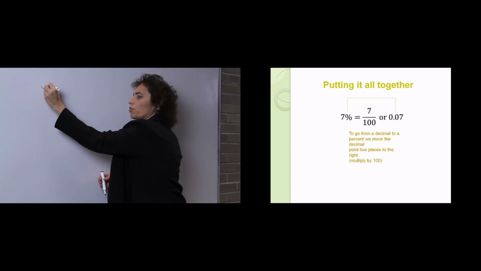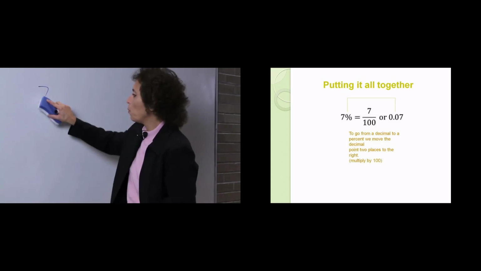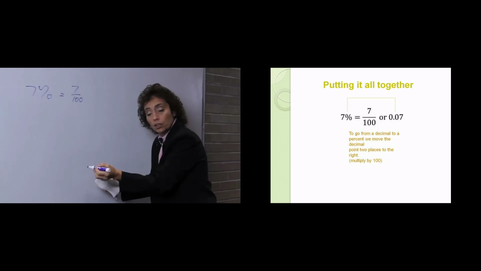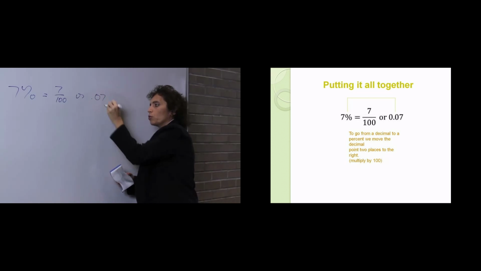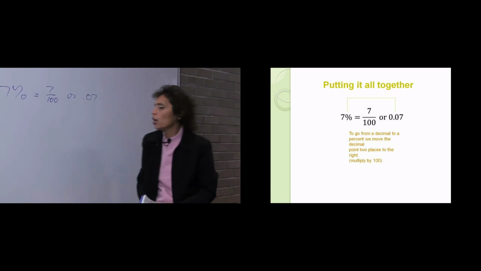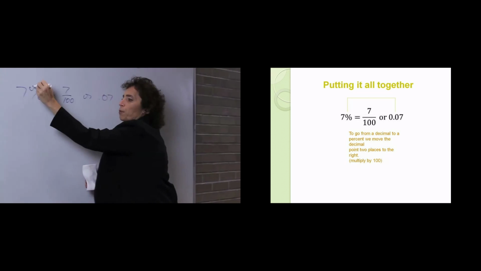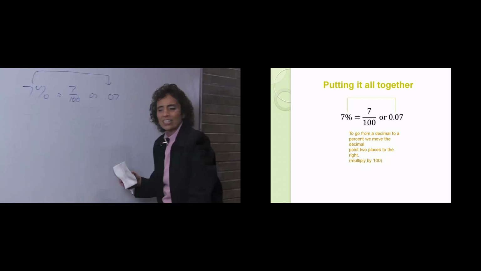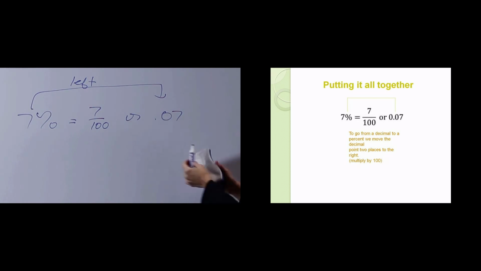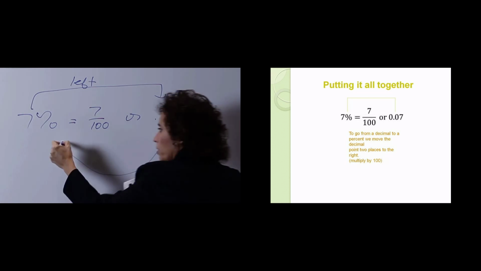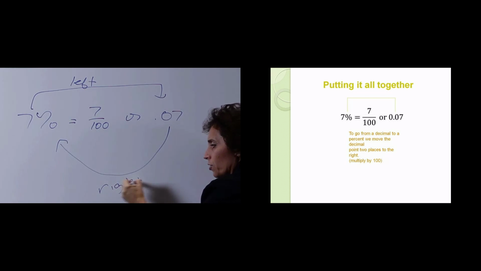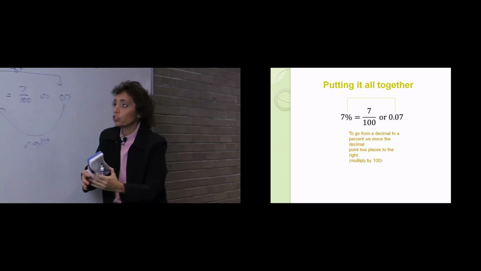So let's just recall this. 7% means 7 out of 100, or 0.07, however you want to write it. Because remember, you have to move the decimal 2 places to the left. Well, that means to go from a percent to a decimal, we have to move the decimal to the left. Well, how do you think you go from a decimal to a percent? You'd have to move the decimal to the right 2 places. That's pretty easy because you're doing the opposite thing.